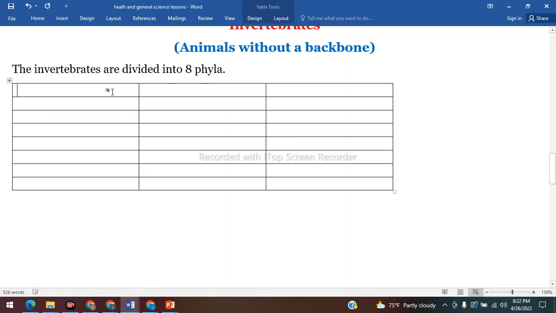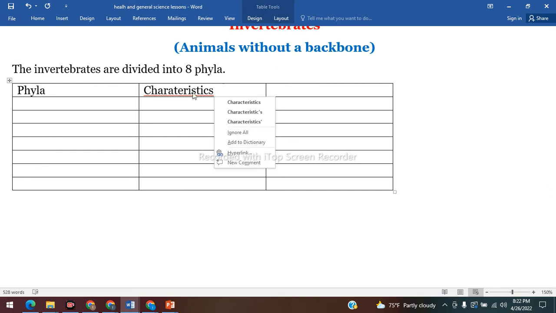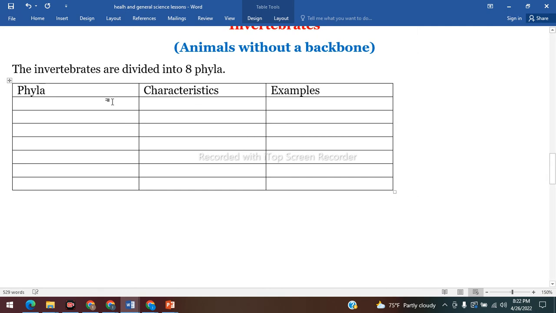So we have phyla, we have characteristics, and then we have examples. All right, so the first thing is going to be the protozoa. What is a protozoa and what are the characteristics of a protozoa?